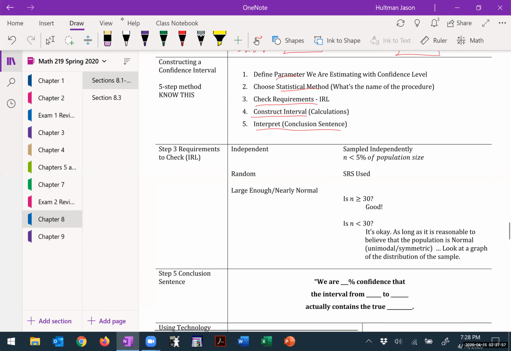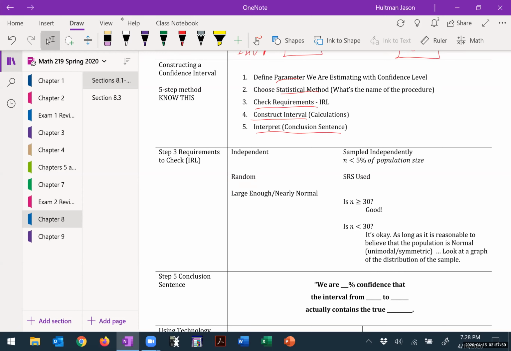Okay, the requirements. Is it independent? Are all of these sampled independently? Is the sample small enough in proportion to the population size? We can almost always assume that it's sampled independently. We can almost always assume that it's randomly sampled. Otherwise, we wouldn't be able to do any math. So in all the problems that you're going to be given, these are basically satisfied.